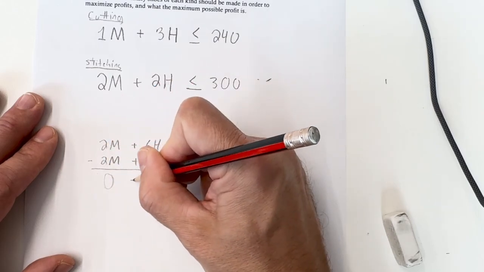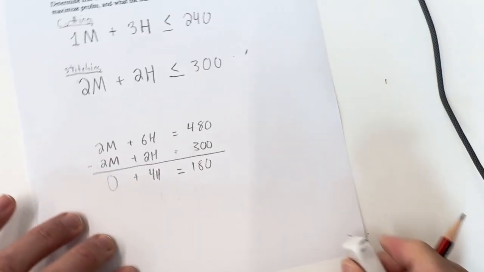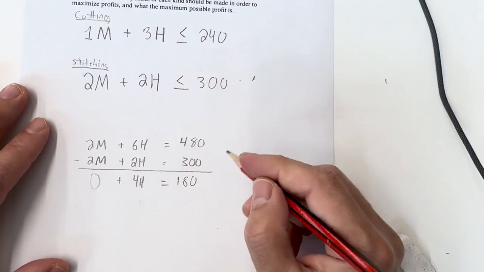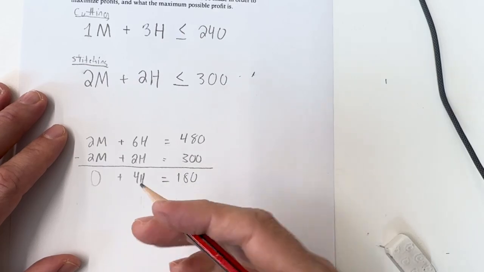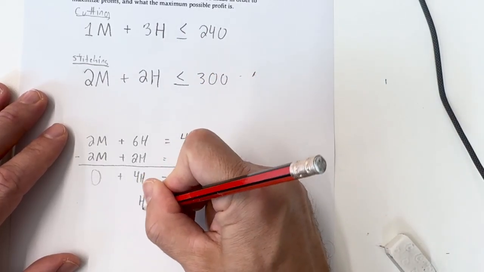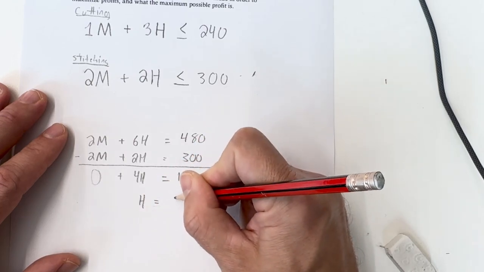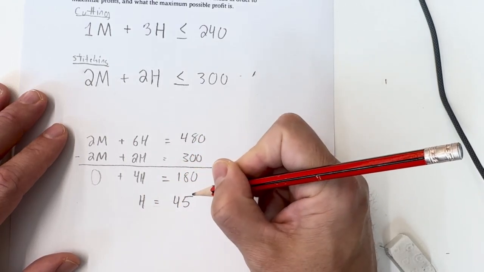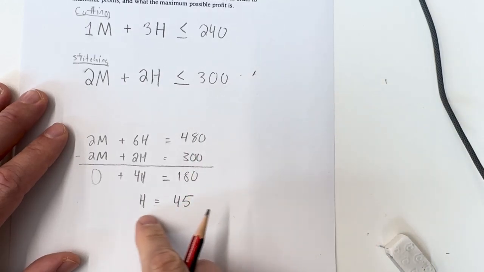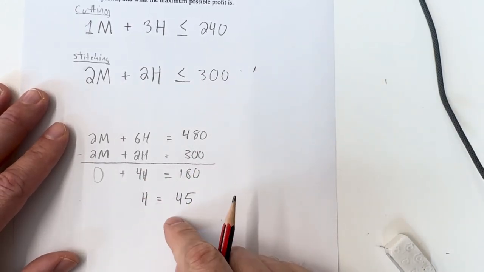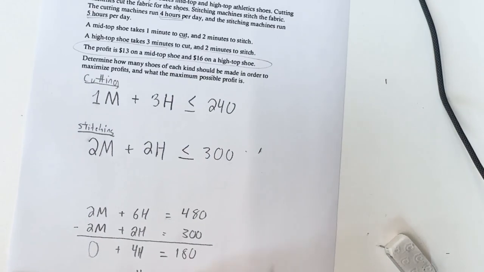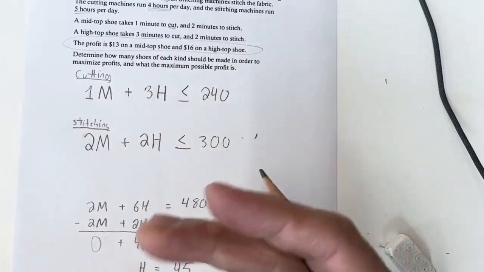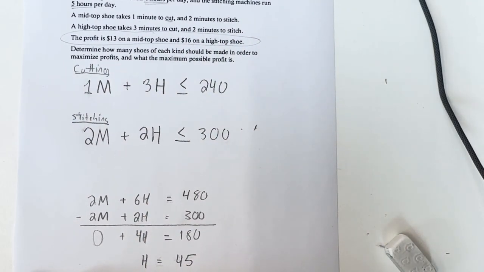0, we get 4h. And so we're thinking about this as a point of intersection, right? The point of intersection. So when we divide 4 from both sides using the multiplication principle, we know that one of the points of intersection is 45, okay? So that gives us the maximum number of high tops, okay? Now, we need to plug this back into here, and that will allow us to find the number of mid-tops.